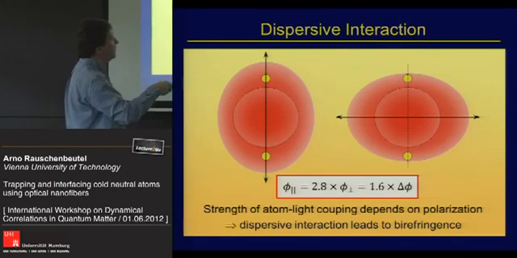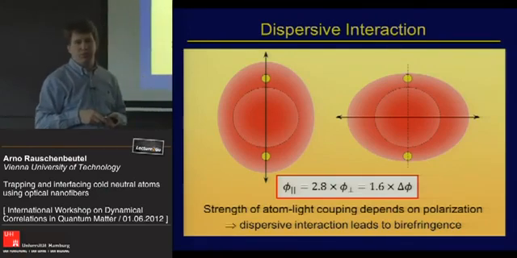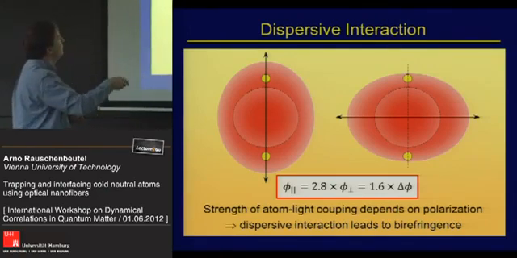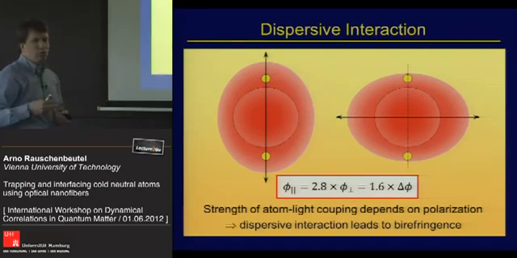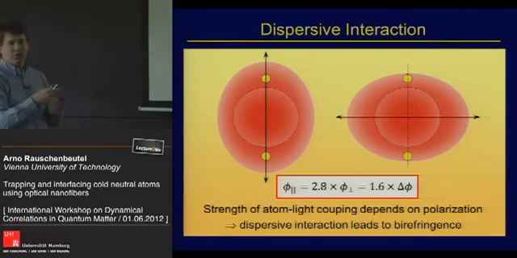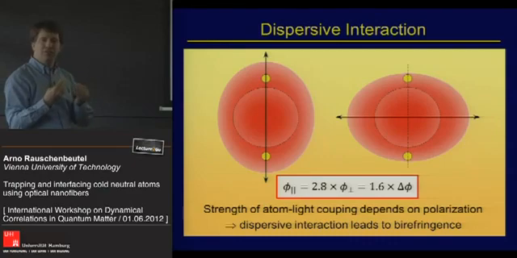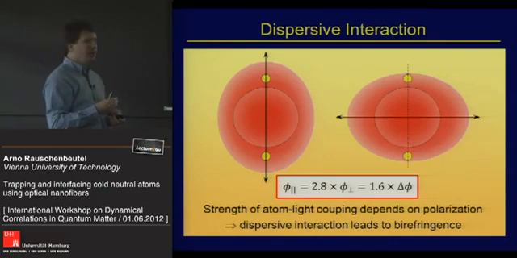The factor being about 2.8 in the coupling strength. This means that this polarization will pick up a phase which is 2.8 times larger than for this polarization. So then you can measure the phase difference between these two polarization modes. And how do you do this?